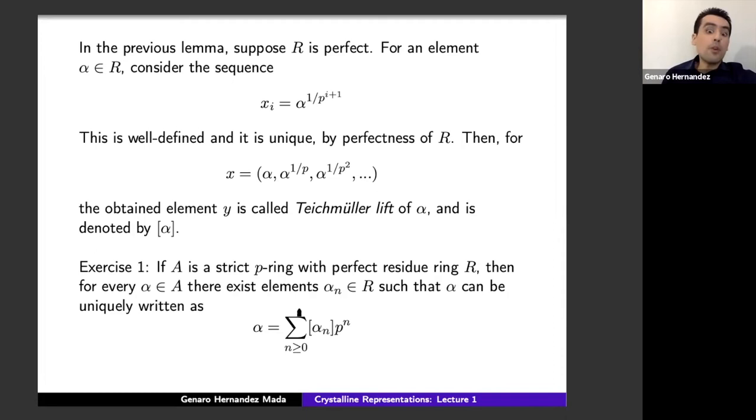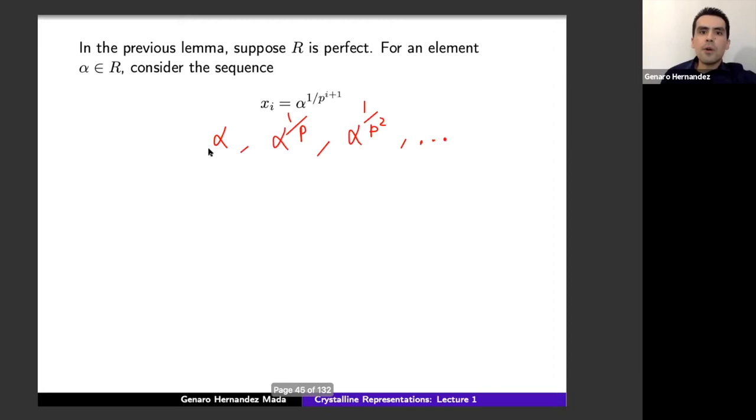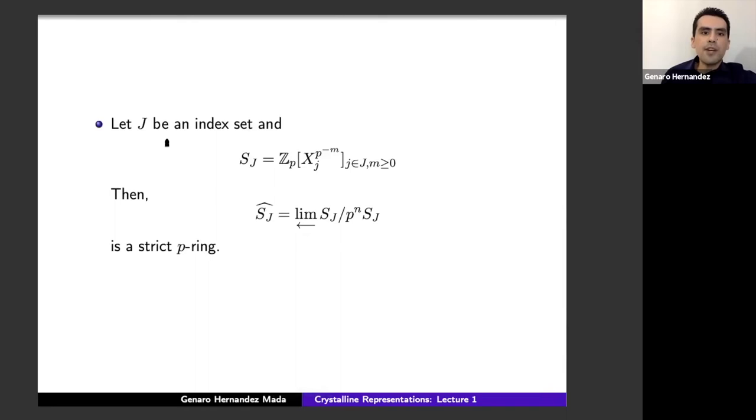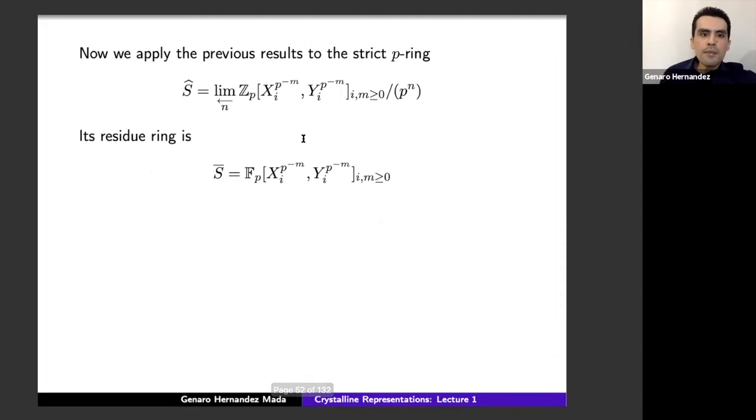Okay, so now we are going to apply the previous results to this ring. So recall that this is one of the examples that we have for strict P rings here. So it says for any index set. So it's basically this one, right? So it's residue ring. So this is my A in the lemma. This is my R in my lemma. This is the residue ring. So I just take quotient modulo P.